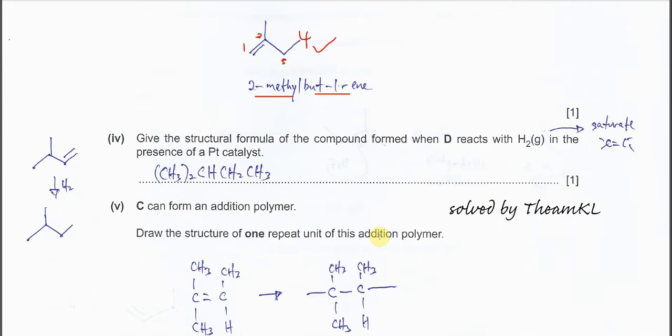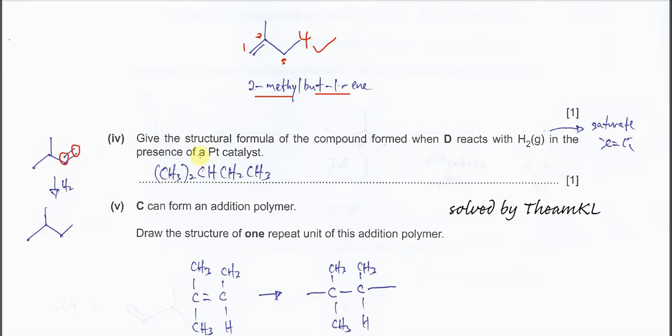Part 4. Give the structural formula of the compound formed when D reacts with H2 in the presence of the platinum catalyst. So this is D. After it undergoes hydrogenation, this CH2 gets one H, this CH gets another H. So therefore it will form this compound, this hydrocarbon or this alkane.